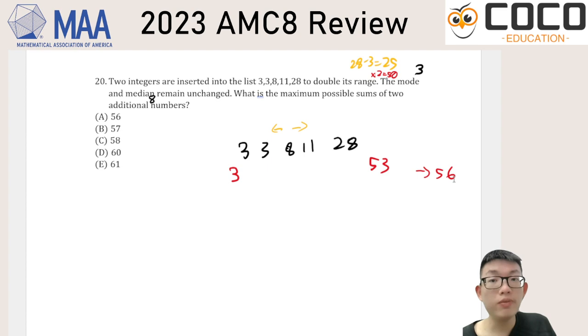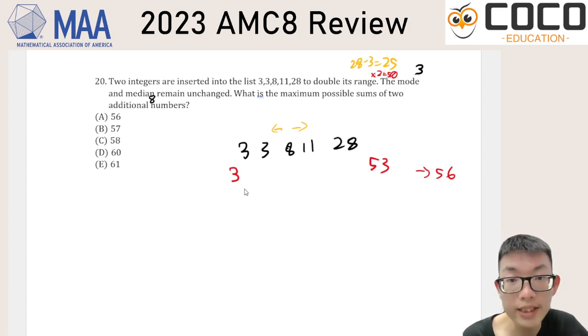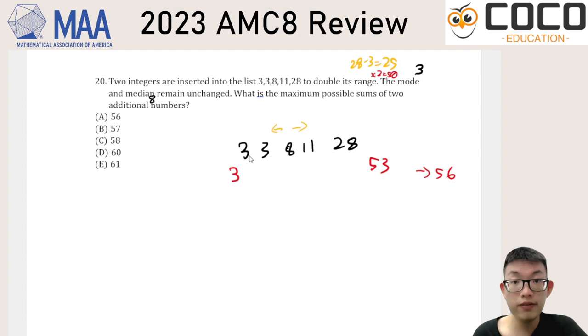Now, if I want to make this sum bigger, one way that I could do it is to move this 3 inside the list. And so if I move the 3 inside the list, 3 will still be the minimum. And I just need to keep it to the left of my number 8. So I could actually move this to 7 and 53, and that would be a sum of 60.